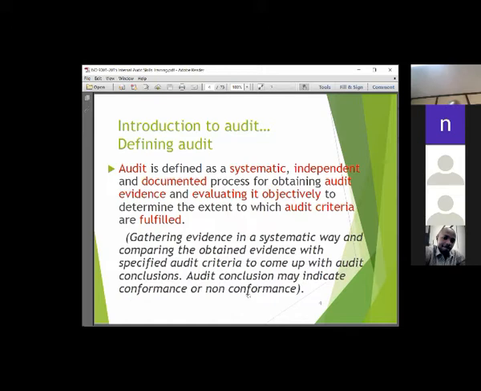Once you compare the two, you come up with audit conclusions. And an audit conclusion mainly can indicate conformance or non-conformance. So once you have gone through the process, you have looked at the information that is there, you compare it with what is expected, which is the audit criteria. At the end, you'll come up with a conclusion. You can state yes.